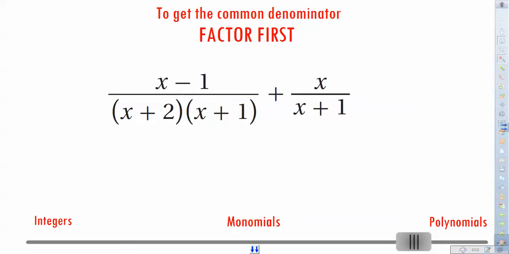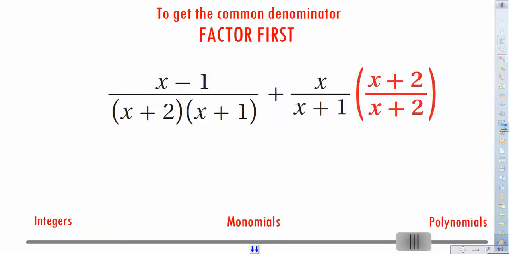Now take a really good look. They have a common factor of x plus 1. But notice that the left fraction has an extra x plus 2. This other fraction over here needs to have an x plus 2, and then we'd have a common denominator. So we put an x plus 2 over there. And what we do to the bottom, we have to do to the top.